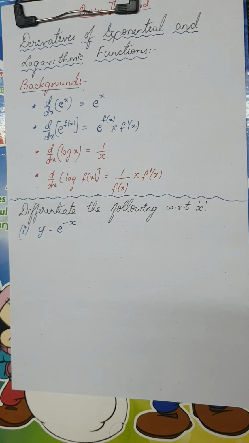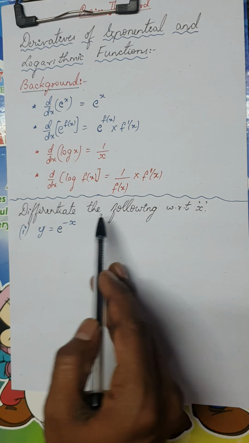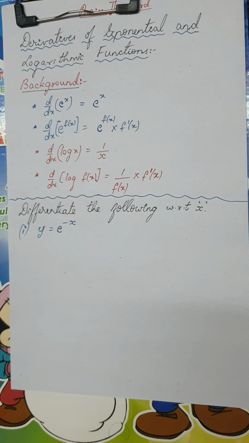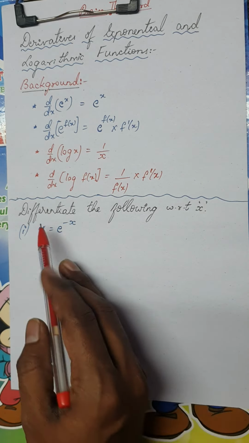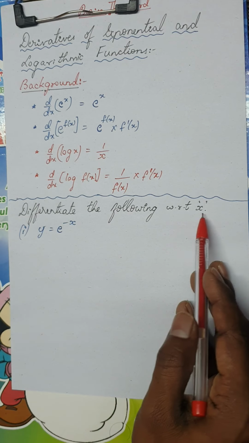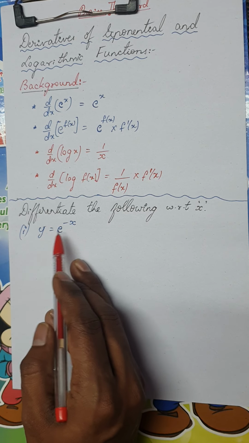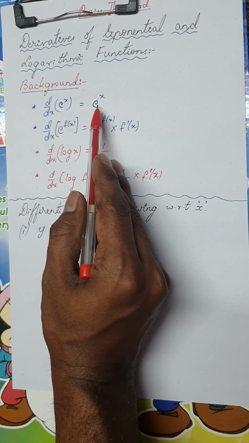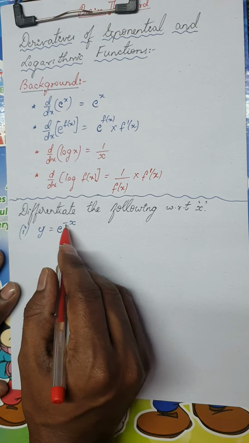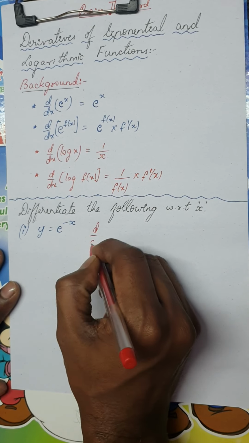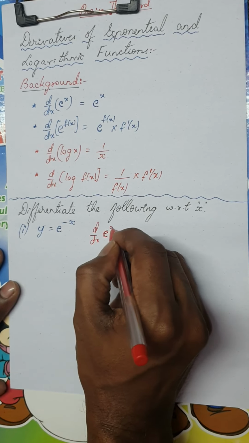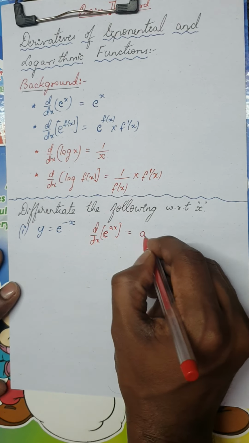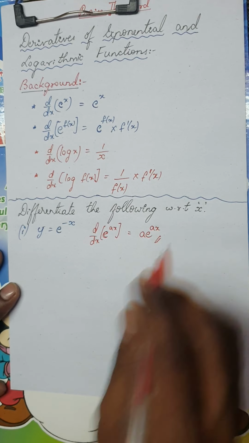Let us consider the first question. The question we have is: differentiate the following with respect to x. Consider the first question, e power minus x. Remember, sometimes he'll just give you e power minus x to differentiate with respect to x. If it was directly e power x, you could have written e power x. Because you have e power minus x, this looks like the formula: derivative of e power ax is a into e power ax, isn't it?